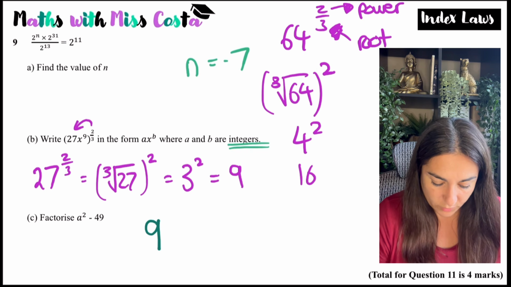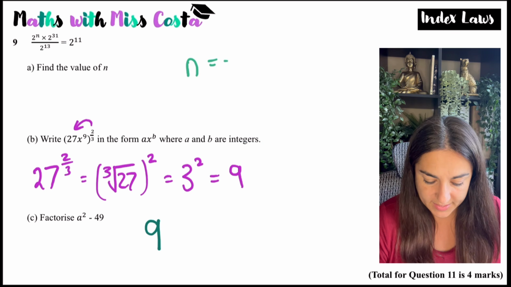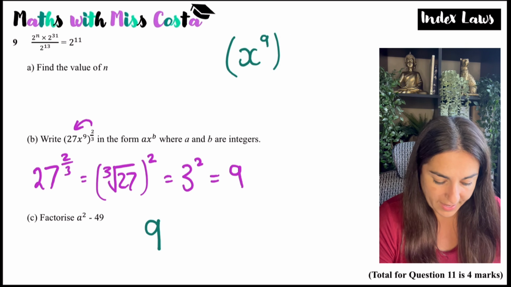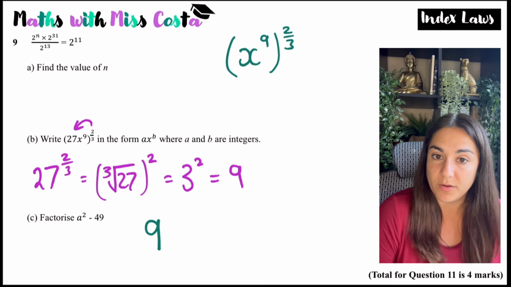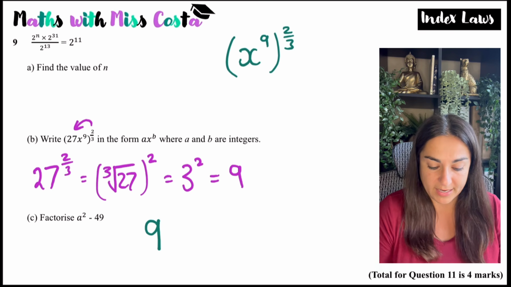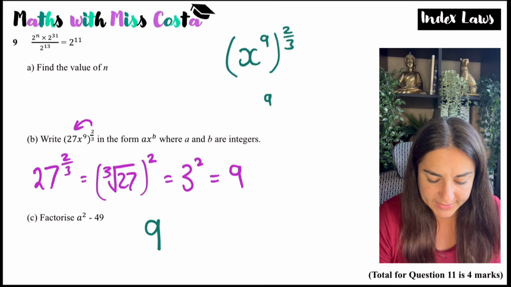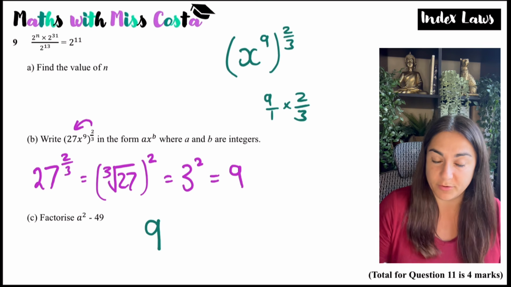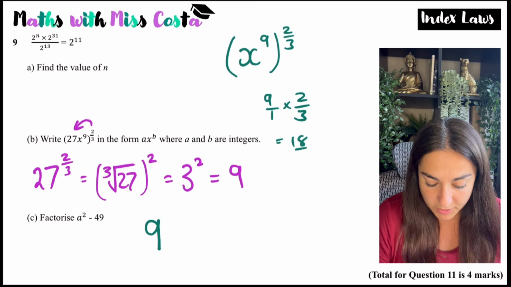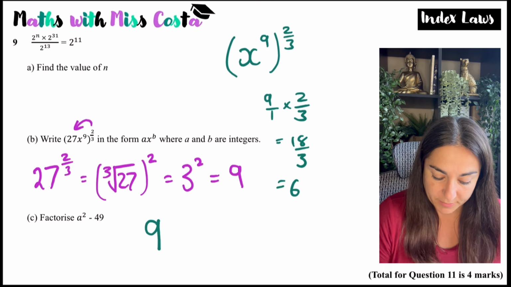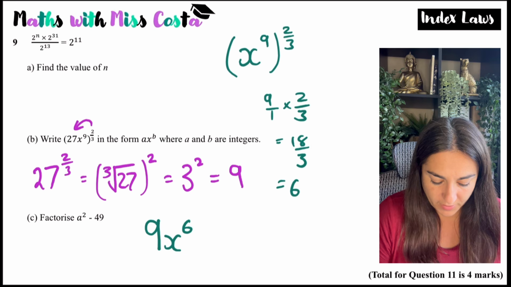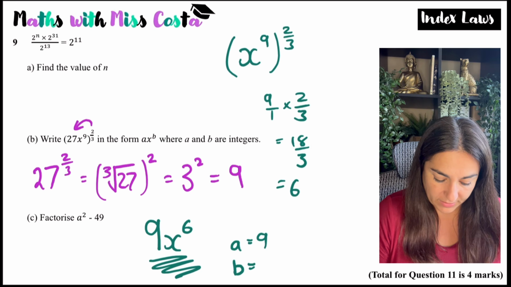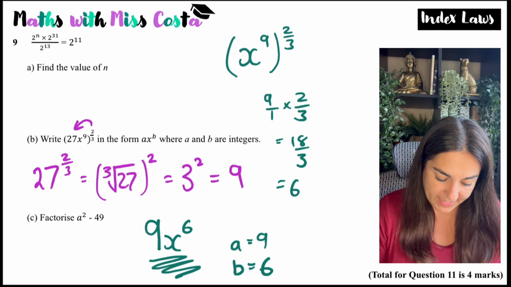And then I've got x to the power of 9 to the power of 2/3. So with the law of brackets, what we do is we multiply the powers together. So that's going to be 9 over 1 times 2 over 3. Remember, any number can be turned into a fraction by writing it over 1, which becomes 18 over 3, and 18 divided by 3 is 6. So that would become 9x to the power of 6. So a would be 9 and b would be 6 if they asked for the values of a and b.